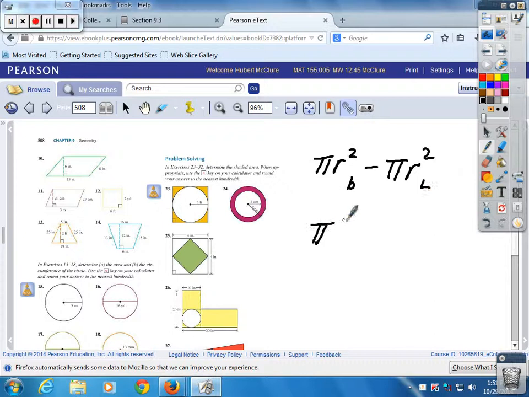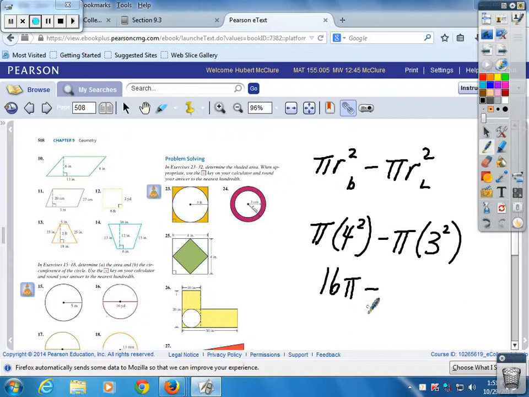Pi times 4 squared minus pi times 3 squared. 16 pi minus 9 pi is 7 pi. And 7 pi is your answer. So it'll be around 21 units.